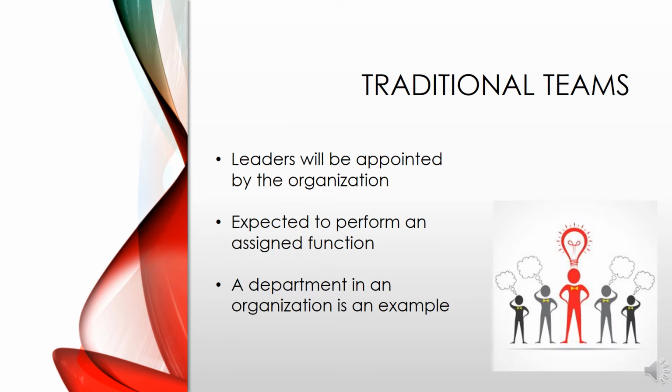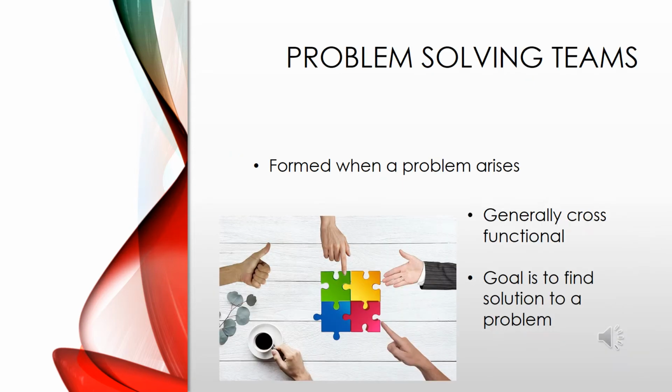Traditional teams. Traditional teams are the organizational groups commonly thought of as departments or functional areas. Leaders or managers of these teams are appointed by the organization and have legitimate power in the team. The team is expected to produce a product, deliver a service, or perform a function that the organization has assigned. The next one is the problem-solving teams. Problem-solving teams or task forces are formed when a problem arises that cannot be solved within the standard organizational structure. These teams are generally cross-functional, that is, the membership comes from different areas of the organization and is charged with finding a solution to the problem.